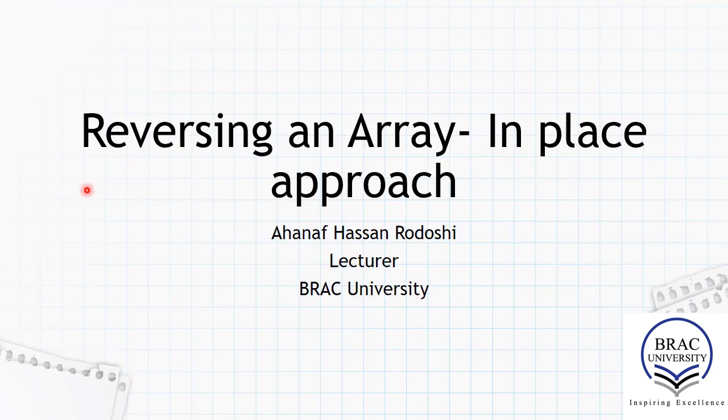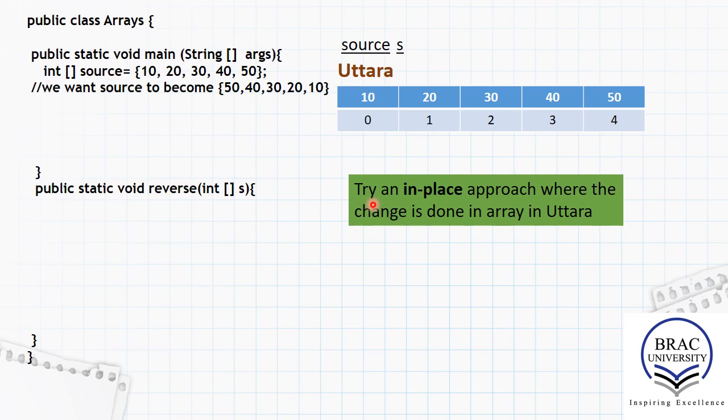In this segment, we're going to learn how to reverse an array by taking an in-place approach. Now let's try solving the same problem by using an in-place approach. In-place approach means source initially points towards the array. So after the change has been made, that is after the values have been reversed, source must still point to the array and the changed values must be in the array. This is called the in-place approach because the change is being done in the initial source array.